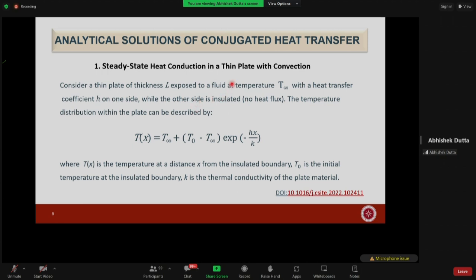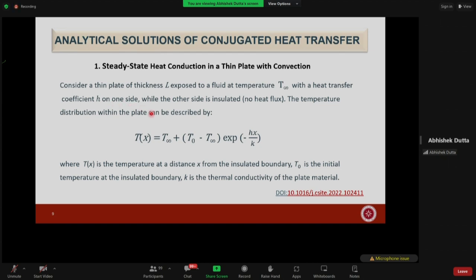This is an analytical solution of heat conduction with convection for a thin plate. For any thin plate conduction, we start with Fourier's law, that is the basis for everything, with the heat conduction along with the convective boundary condition at the surface of the plate. In that case, we consider a thin plate of thickness L exposed to a fluid at temperature T ambient with a heat transfer coefficient h on one side, and the other side, of course, is insulated. You understand, otherwise the solution is not proper.